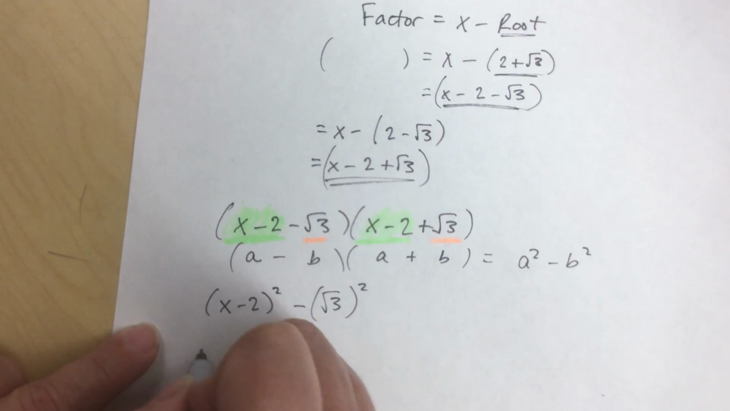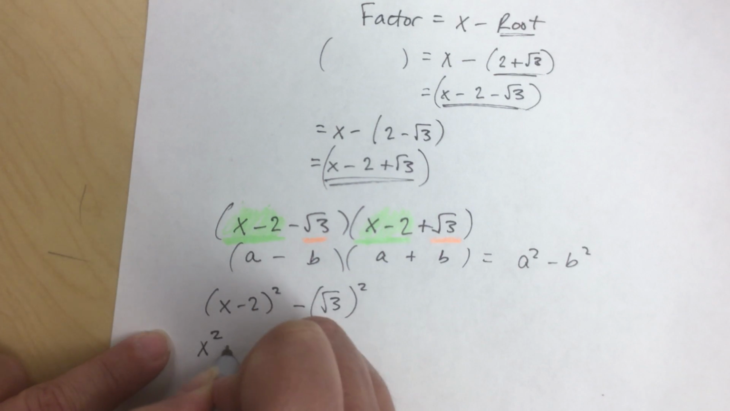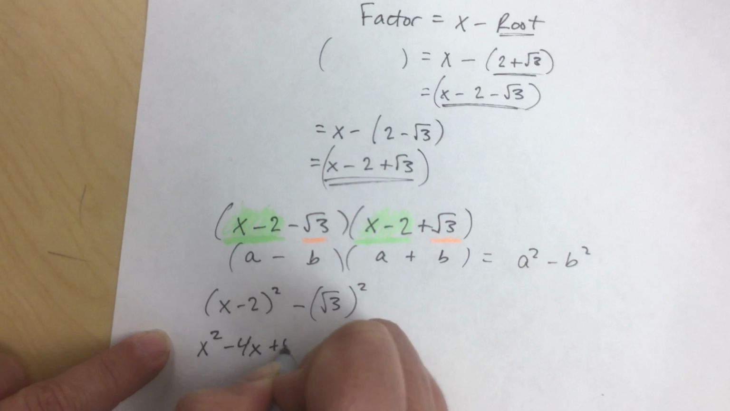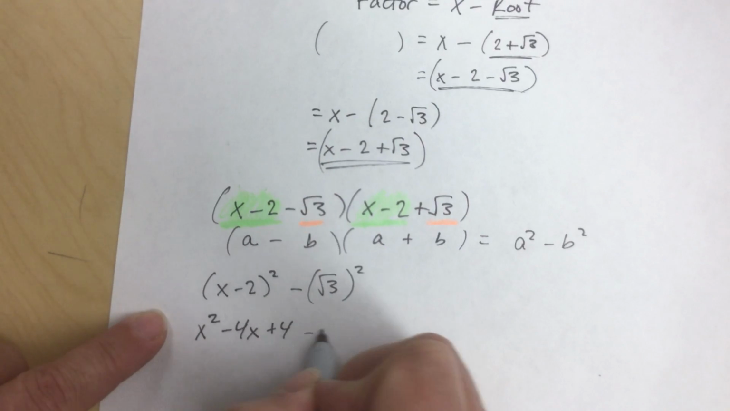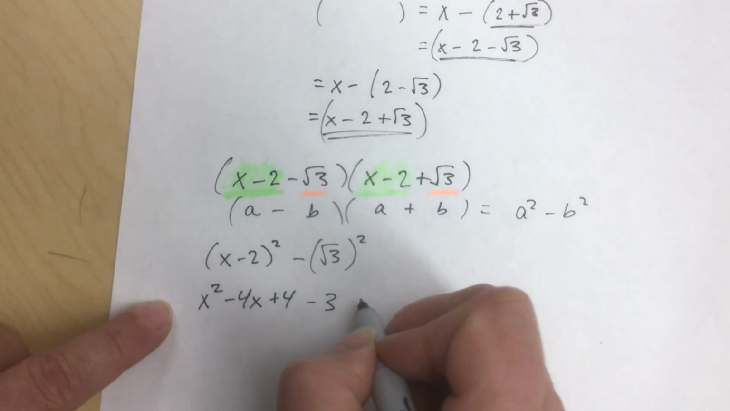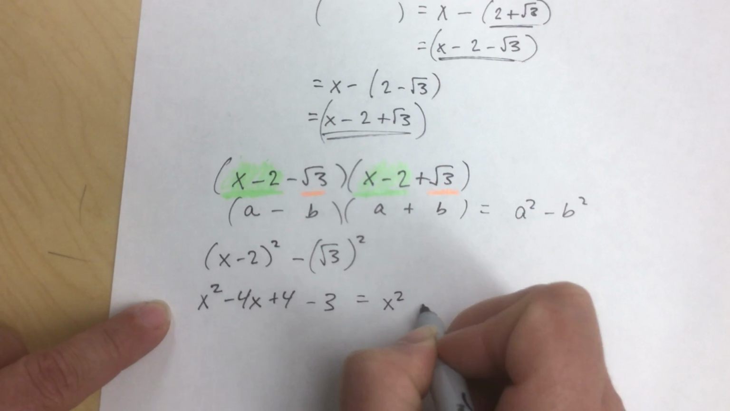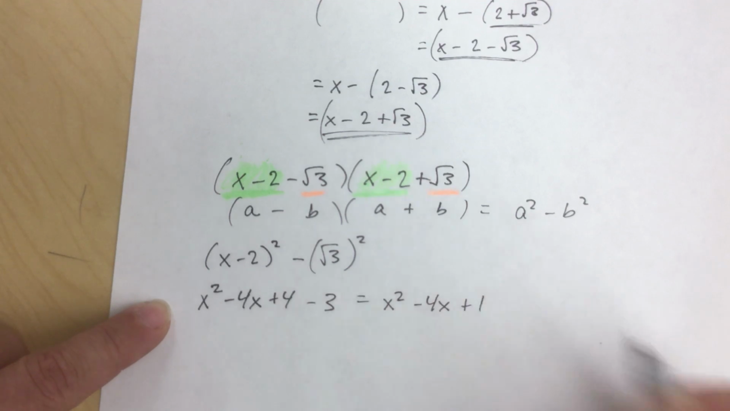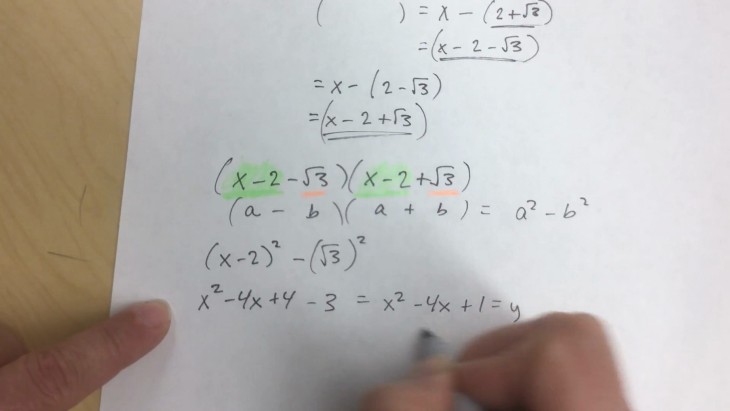So x minus 2 squared, you should be getting pretty good at that by now. That's x squared minus 4x plus 4. And then this is minus 3. So you're just going to combine your last two numbers. The 4 minus 3 gives you a 1. So you have x squared minus 4x plus 1. So that equals your polynomial.